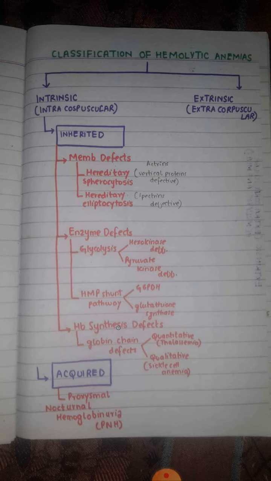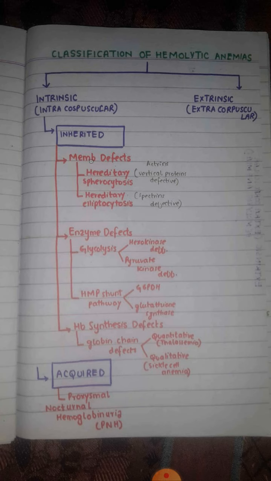Now, what are the hemoglobin synthesis defects? In hemoglobin synthesis defects, there are defective hemoglobin chains. There can be a quantitative defect or a qualitative defect of the hemoglobin. When there is a quantitative defect, it means that the person is suffering from thalassemia and hemoglobin is not produced enough. If there is a qualitative defect, it means that the chains are not formed properly. The example of a qualitative defect is sickle cell anemia. So these are all the inherited causes of intrinsic or intracorpuscular hemolytic anemias.